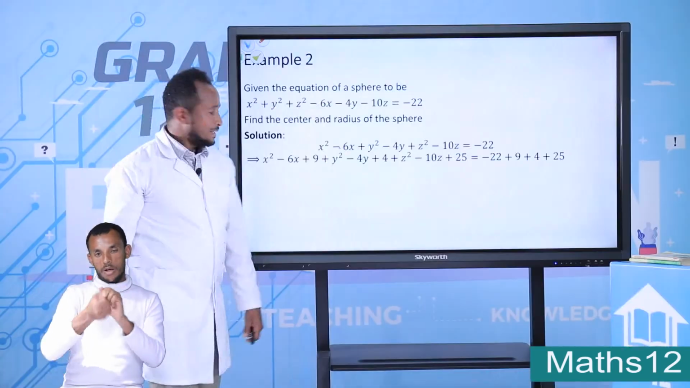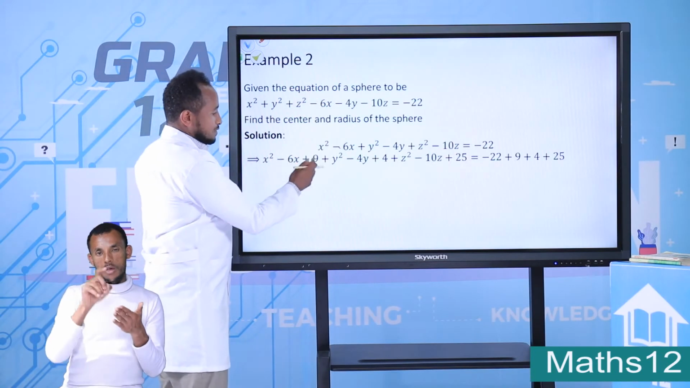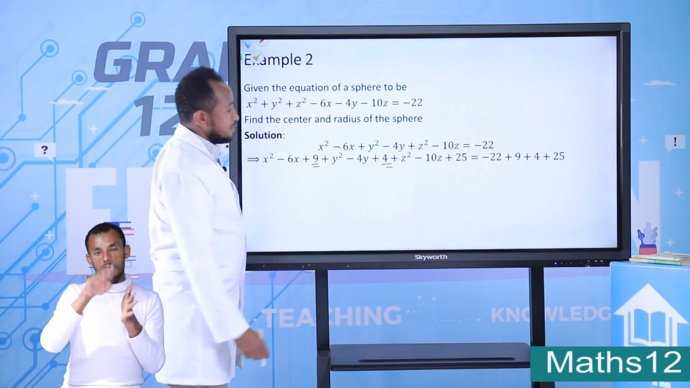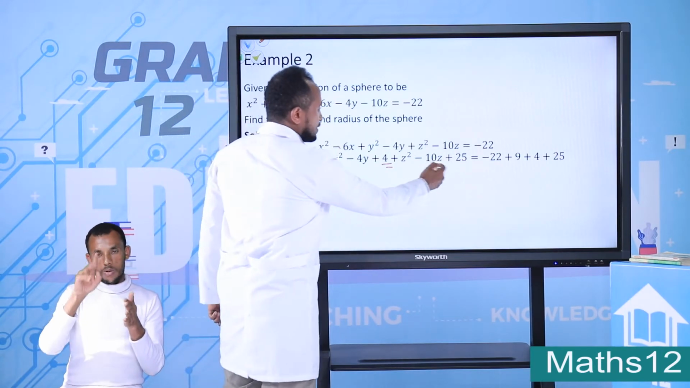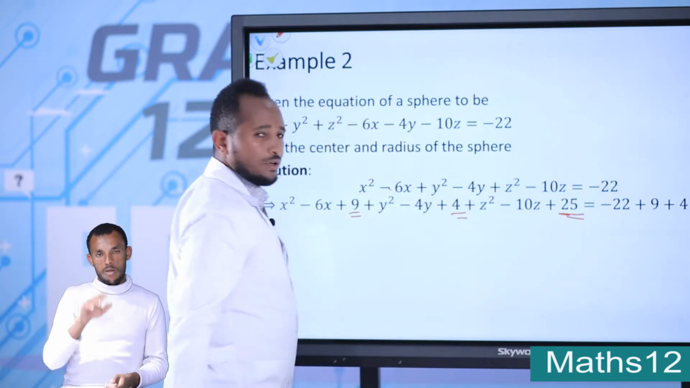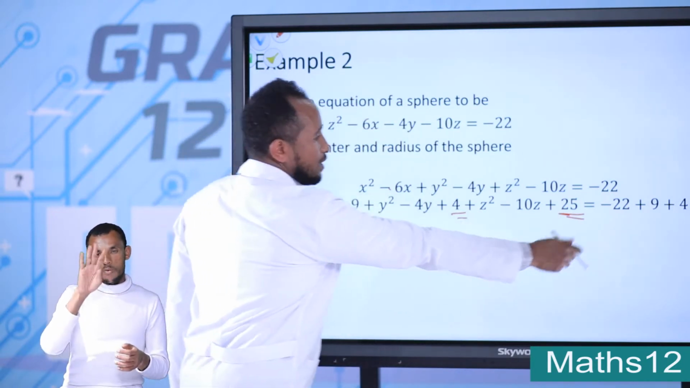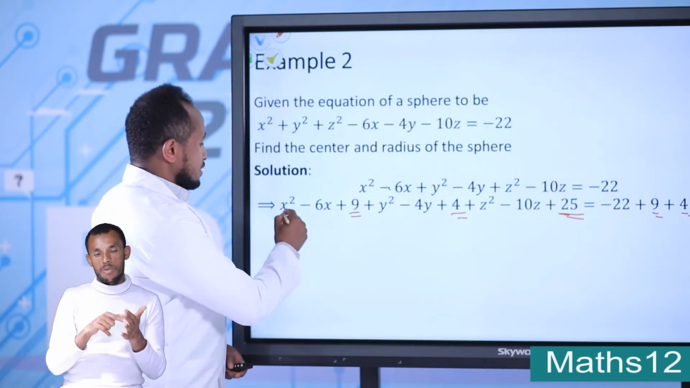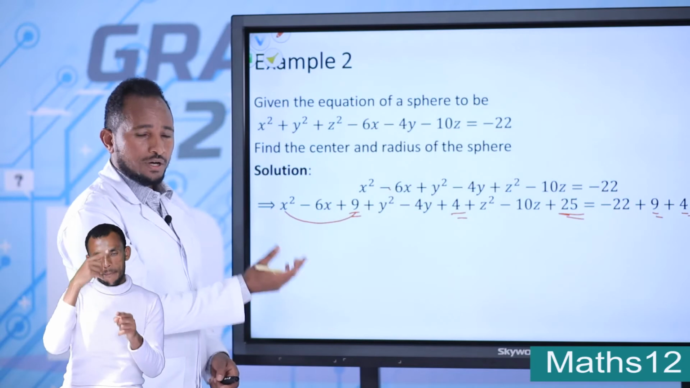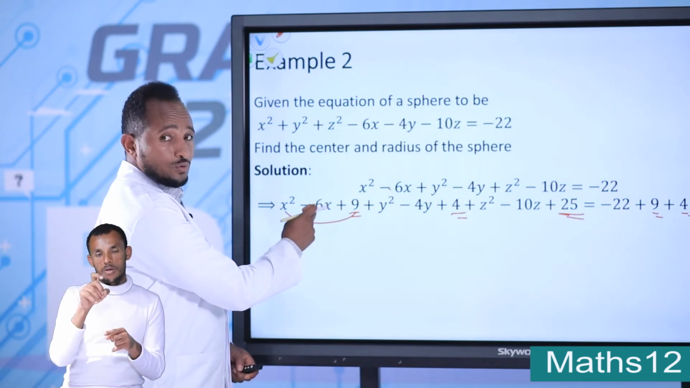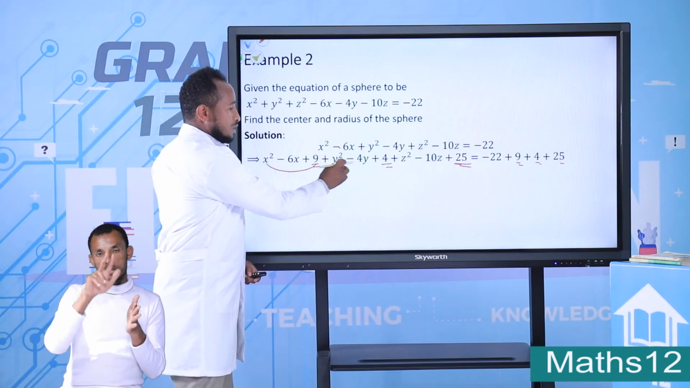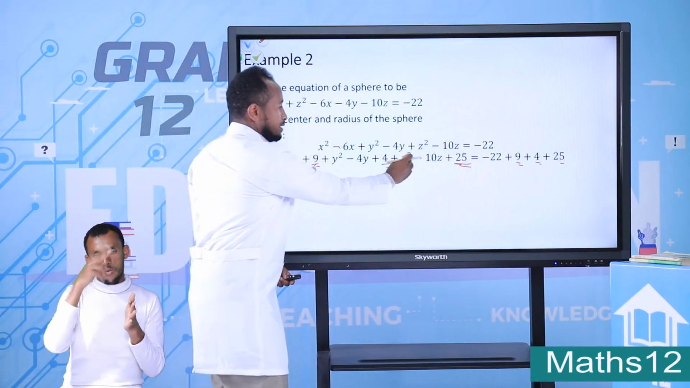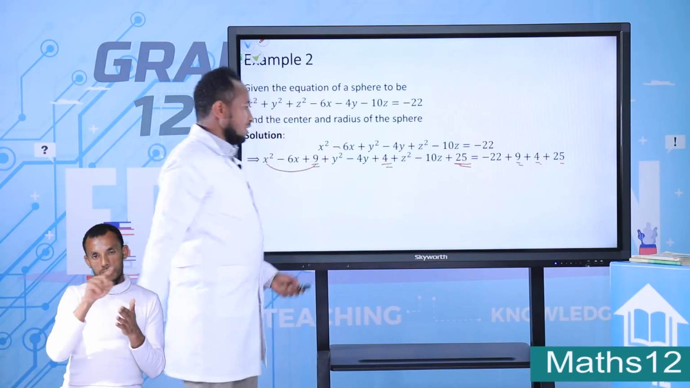So you will have this: x squared minus 6x, you add 9 here; y squared minus 4y, we add 4 here; z squared minus 10z, 25. So 9, 4, and 25 are added. Therefore, each one is a perfect square. You can write this as x minus 3 squared, this one as y minus 2 squared, and this one as z minus 5 squared.